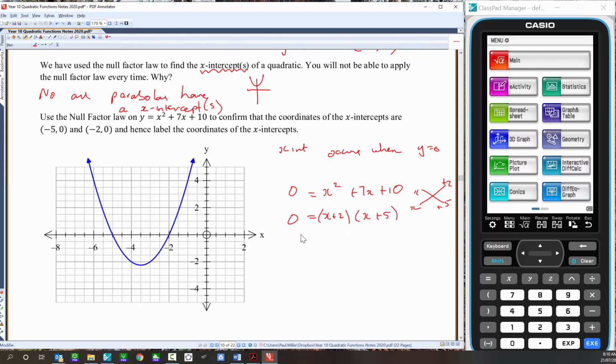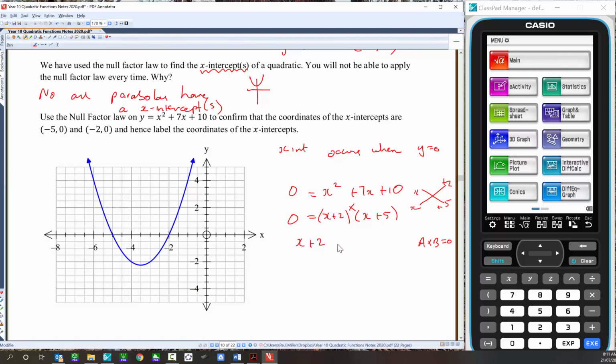All right, now why is this a good thing? Well, according to the null factor law, if a times b equals 0, either a or b is equal to 0. And we've got that set up here. These two binomials are being multiplied. So what I need to do is say that either one or the other could be 0.